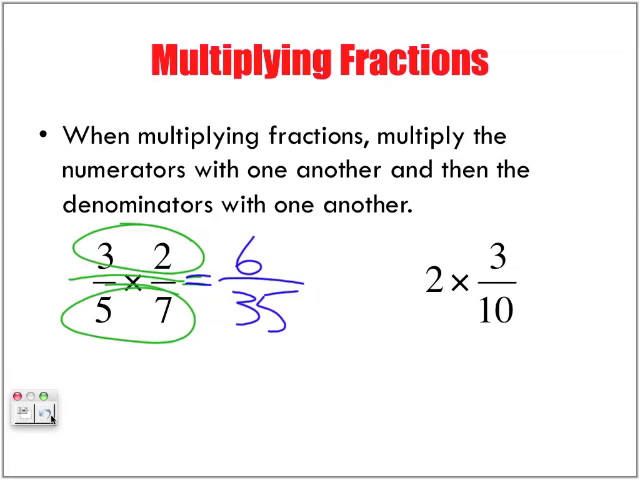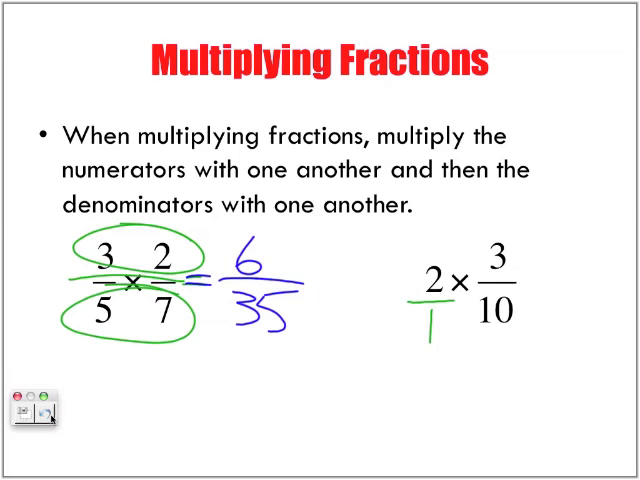Now I decided to put in a little twist. It's not really tricky, but we've got a whole number multiplied by a fraction. The rule says multiply numerators with numerators, denominators with denominators. Can I write the 2 as a fraction? Yes, 2 over 1. Here's one way of solving it: put a 1 underneath the whole number, because 2 divided by 1 is 2.